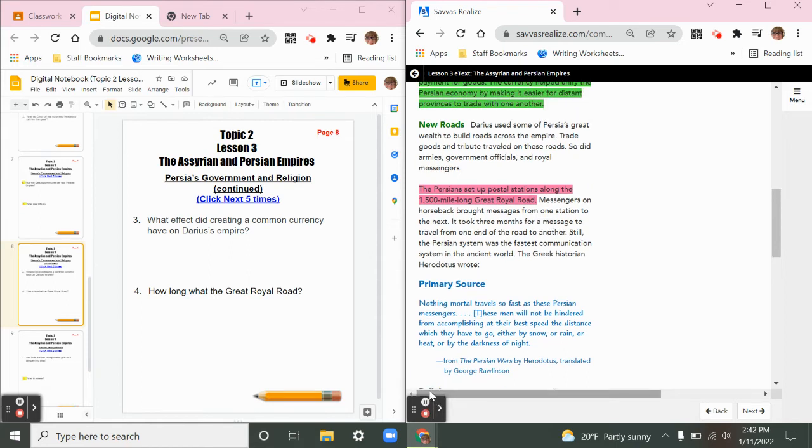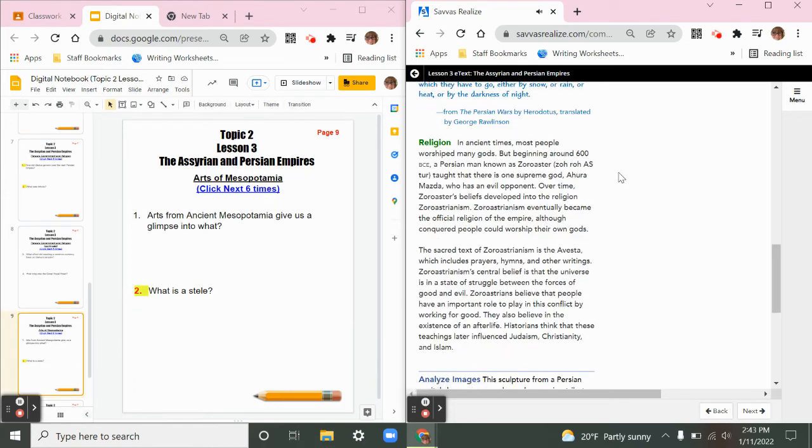Number 4, how long was the Great Royal Road? How long was the Great Royal Road? That answer you will find in the pink highlighted text.